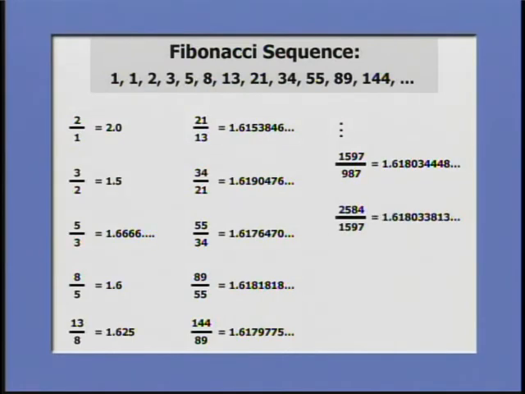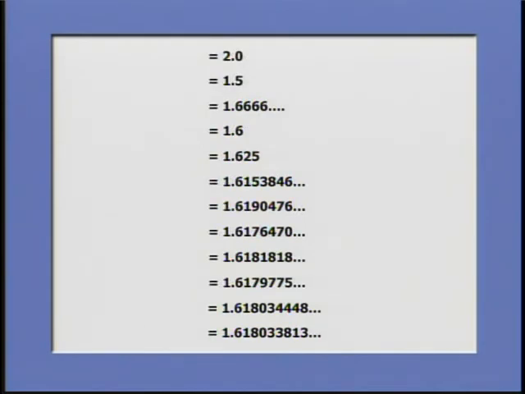Now let's do one more. If we do the very next pair, we'd see 2,584, pretty big Fibonacci number, divided by the previous one, 1,597. And that decimal works out to be 1.618033813, and so on.